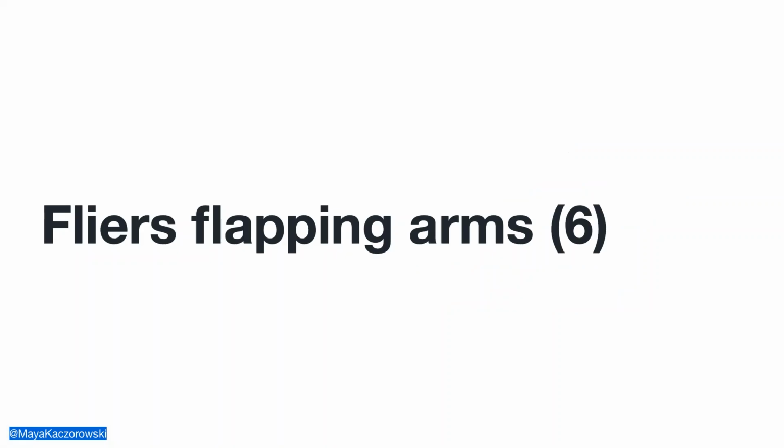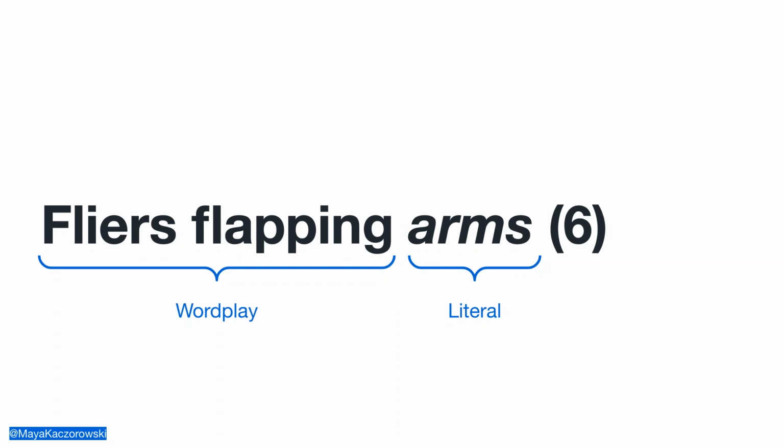So let's start with a simple example, so you'll see what I mean. Here's a clue: Fliers, flapping arms, and we know that it's 6 letters long. Okay, I split it out for you into the wordplay section and a literal section. Let's assume these are correct. So we're looking for a 6-letter word meaning arms that I can somehow get to by using flyers flapping.